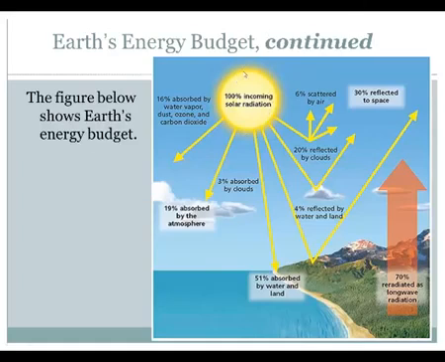Of the 100% of energy that we get from the sun, 16% is absorbed by water vapor, dust, ozone, and carbon dioxide. 3% is absorbed by the clouds. 16 plus 3 equals what? 19. Where do we see 19 on there?